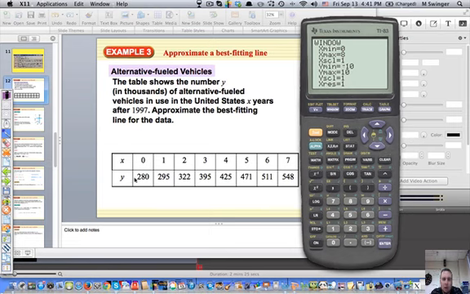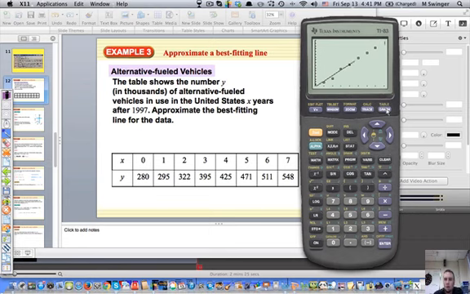Y min, we don't want it to be -10. Our lowest Y is 280. So 280. Or maybe 270. I like to go a little bit before and a little bit after. Y max, well, 548, so maybe 600. Okay. Y scale, we don't want to go by 1s. We want to go by 20s. Okay, because it's such a big margin here. All right, now we should see a graph.